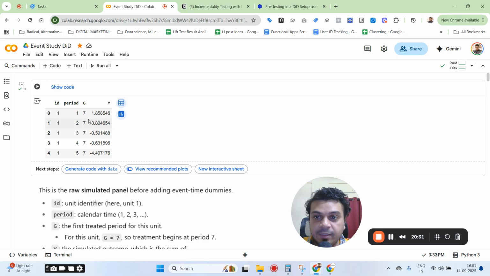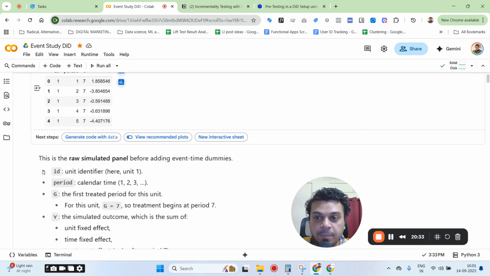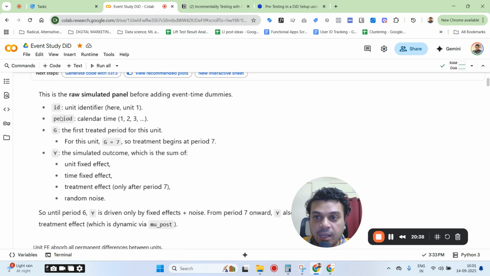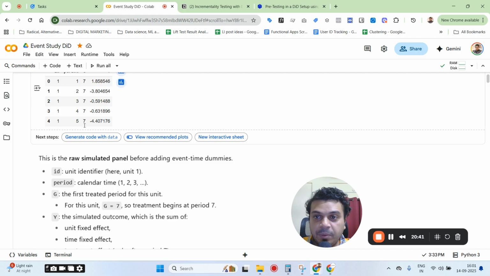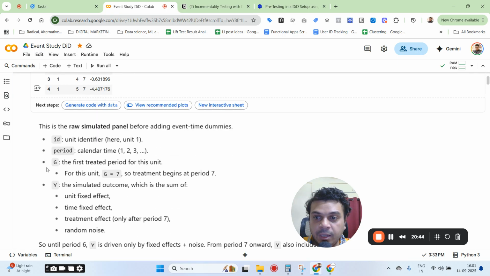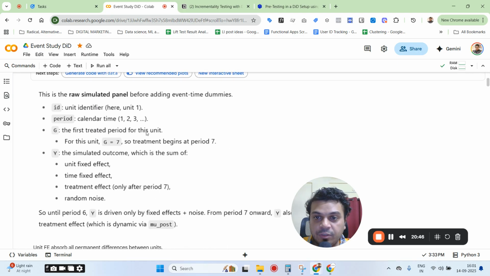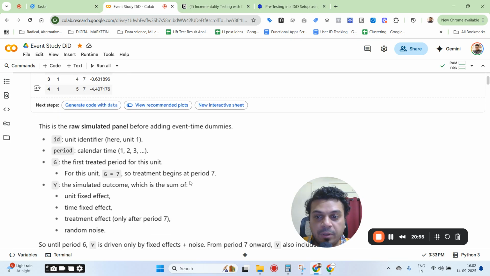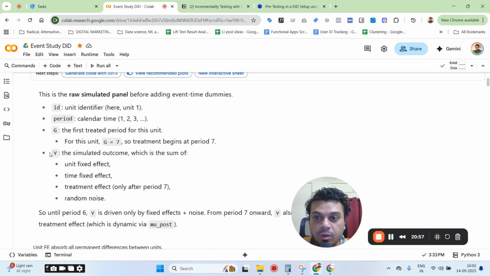So you can see that this is raw panel data, raw simulated data, and ID is the unit identifier, the different units. Like I said, this is the period in the calendar, the time period, and then you have the first treated period. So if G equals 7, then that unit got treatment starting at period 7, and this is a simulated outcome for different units at different times. The unit fixed effect, time fixed effect, treatment effect, and random noise get summed up to give you the ultimate simulated outcome.